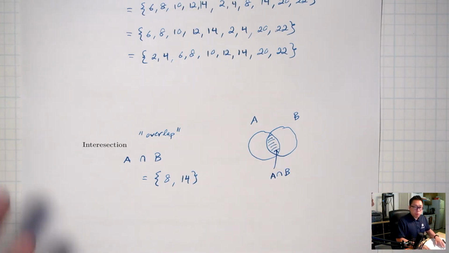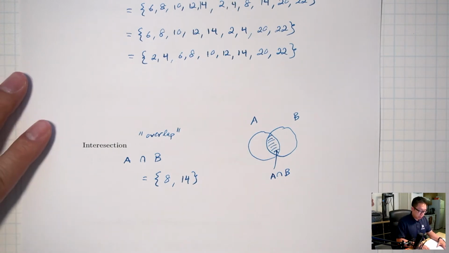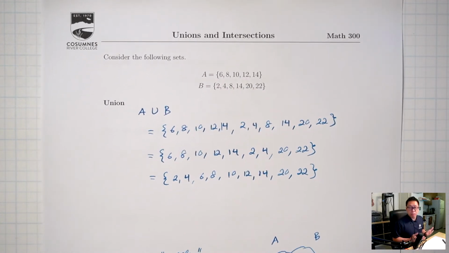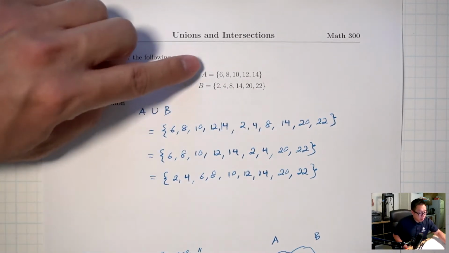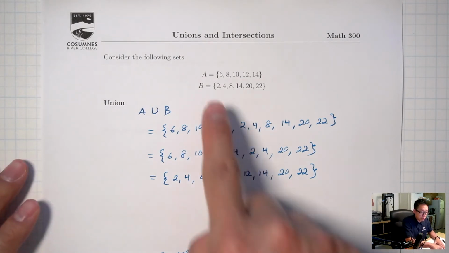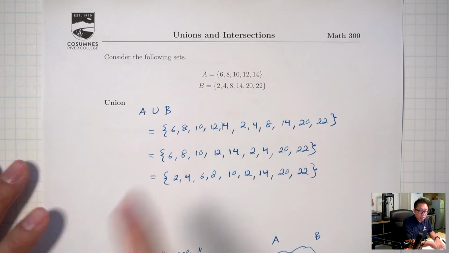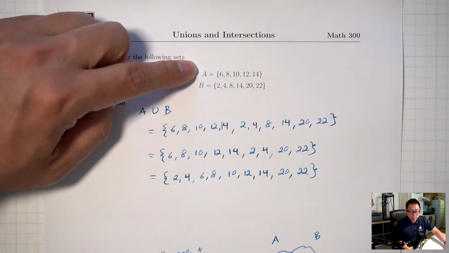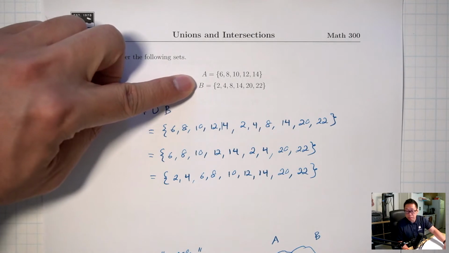So where might you see this in the real world? Here we have sets of numbers, but now let's pretend that you and your significant other are getting married. Say the first set is your friends and family, your guest list. Instead of numbers here, pretend these are the names of your friends and family. So A is your guest list, and B is your partner's guest list, right?